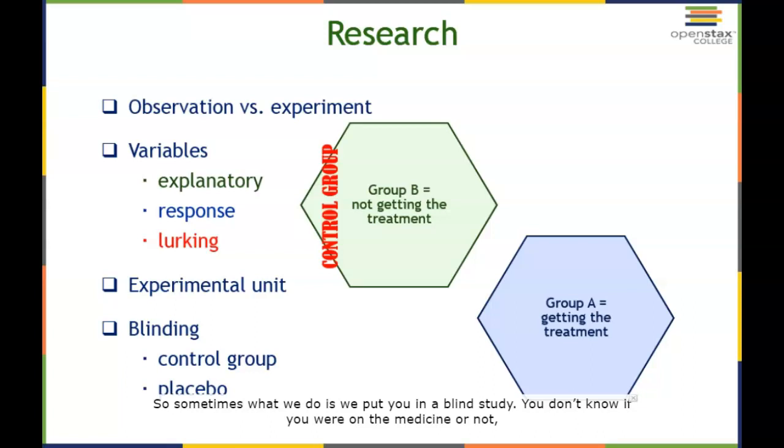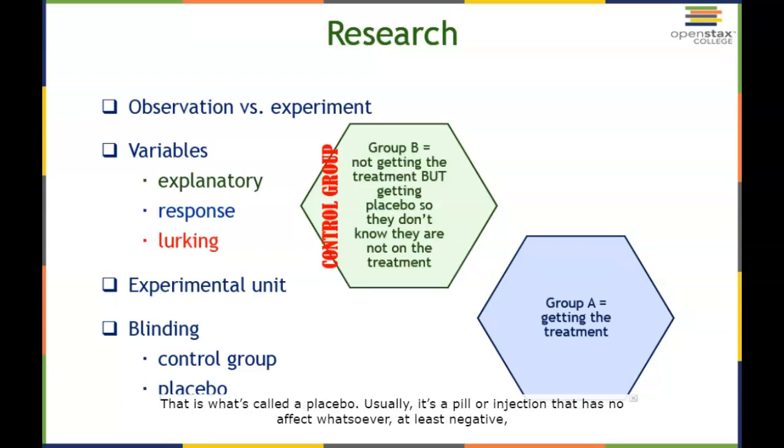You don't know if you are on the medicine or not, but we've got to give those folks that aren't on the medicine something so they think they are on the medication. That is what's called a placebo. It's usually a pill or an injection that has no effect whatsoever, at least negative, on your body. You think you're taking the medication. So that's what's called a placebo. It's fake medicine, in essence.